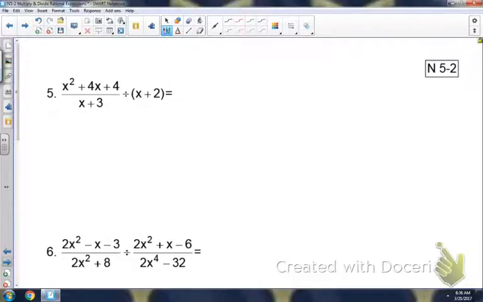Okay, 5 is different because we have a division sign there. Anytime you're dealing with fractions and you're dividing, you need to flip the second and multiply. I also call it keep, change, flip. So when you're dividing, you're going to keep the first the same, change your division to multiplication, and you're going to flip the second. So I'm going to go ahead and start factoring because we're still doing it the same way that we were doing it on the front. So my sum is 4, product is 4, so that would be 2 and 2.